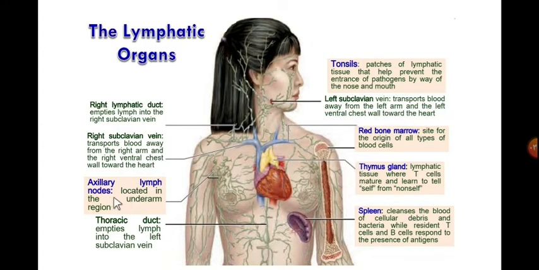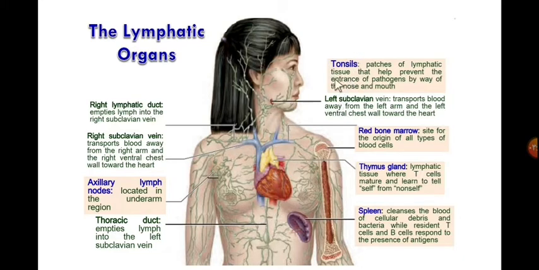Axillary lymph nodes located in the underarm region. طبعا العقد الأبطية الموجودة تحت الإبط اللي هو الذراع. Thoracic duct empties lymph into the left subclavian vein. برضو القناة الصدرية بتفرغ الليمف في الـ subclavian vein.